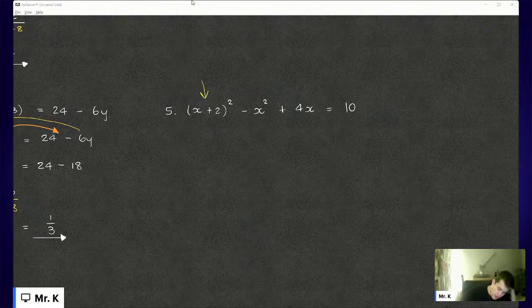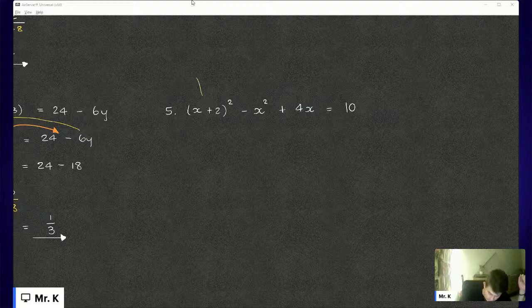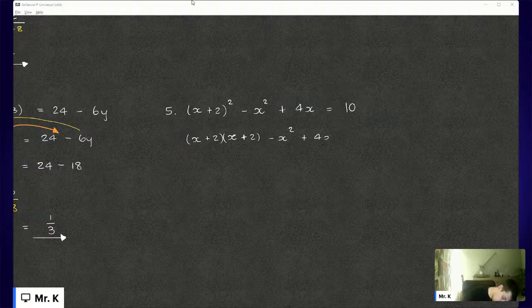Over here, we have brackets and exponents at the same time, right? So when we think about BODMAS or BEDMAS, whichever one you work with, we know that we want to start with our brackets. So let's get going with this example. We know that when we have a bracket squared, it is the same as multiplying that bracket by itself. So x plus 2 squared is the same as x plus 2 times x plus 2. You can then write the remainder of this equation out because we haven't changed anything else just yet.